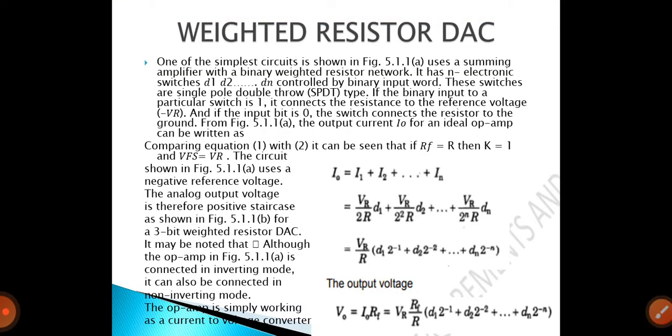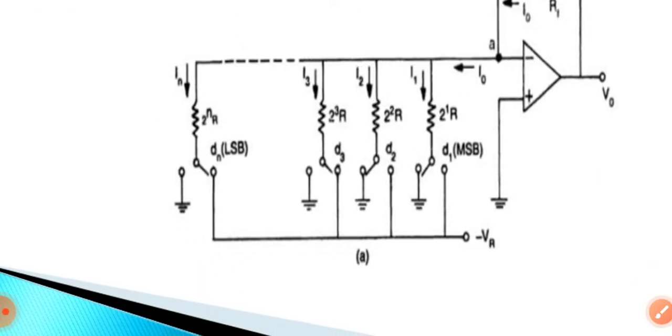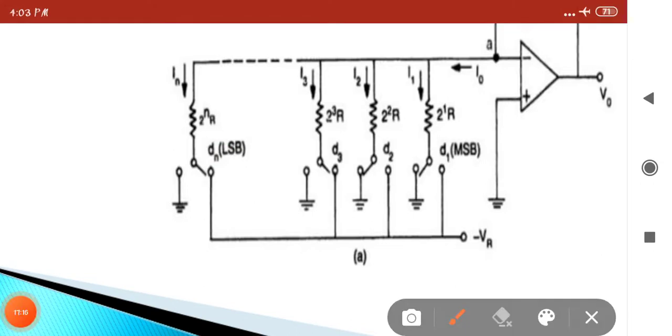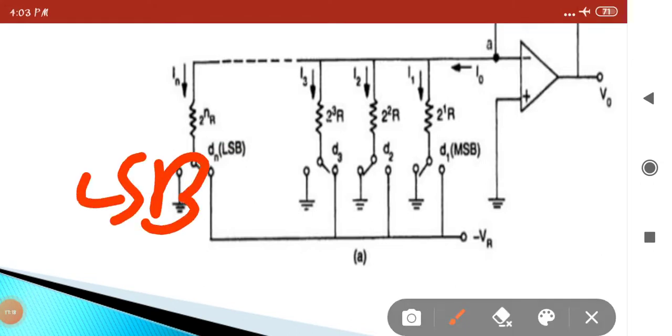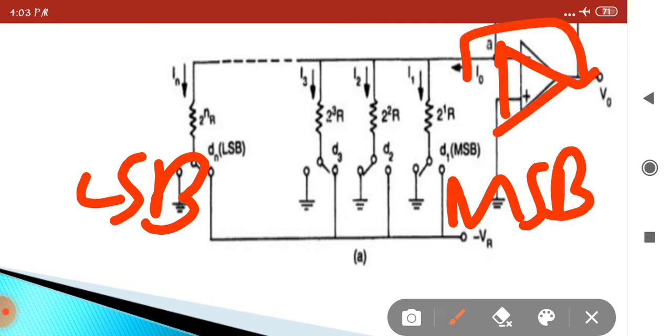The first one is the weighted resistors. Weighted resistors are used in the D to A converter. This is the circuit diagram of the weighted resistor. This is the LSB and this is the MSB. This is the op amp, with negative feedback.